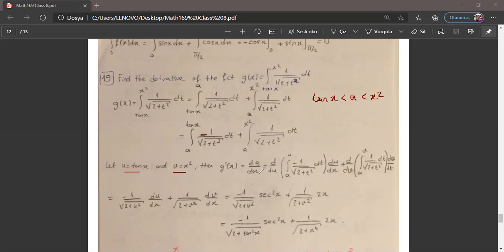So g prime is dg over du times du over dx, plus dg over dv, because this is coming from this. So dg over du, du over dx, plus dg over dv, dv over dx, okay? So we know du over dx by just differentiating it. It is this, and dv over dx is this, 2x. Just differentiate them, okay? You'll get that.